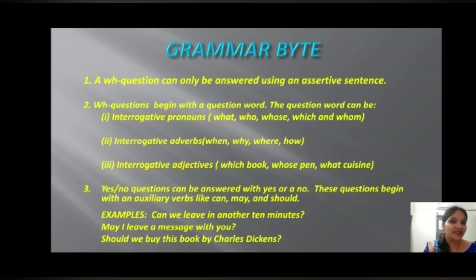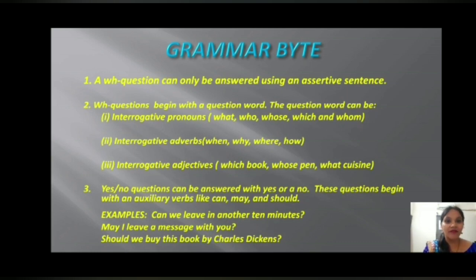Third is yes or no question, which can be answered with yes or no. It is very common that a yes or no question will be answered with yes or no. These questions begin with an auxiliary verb. You know what an auxiliary verb is? It is a helping verb: is, am, are, be forms are called auxiliary verbs, like can, may and should.